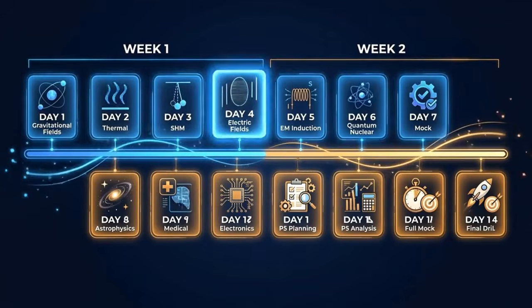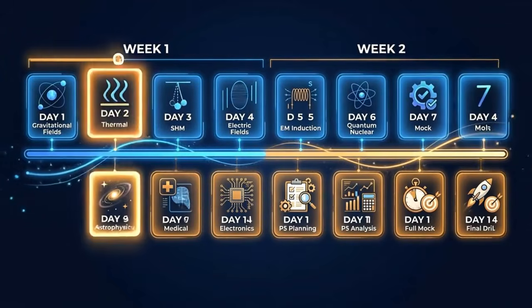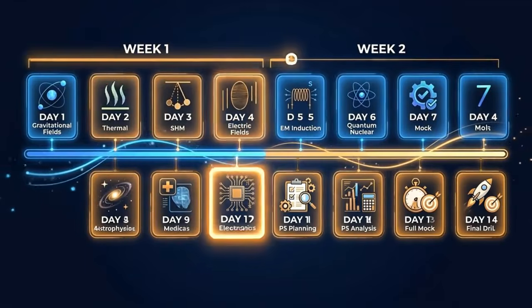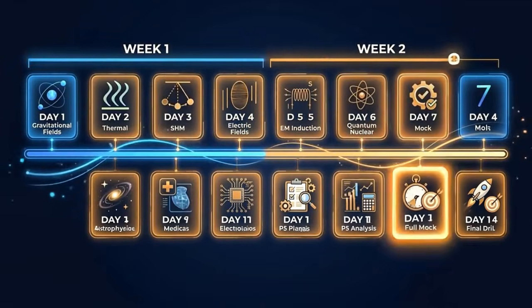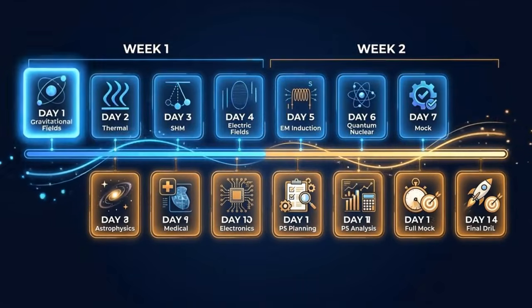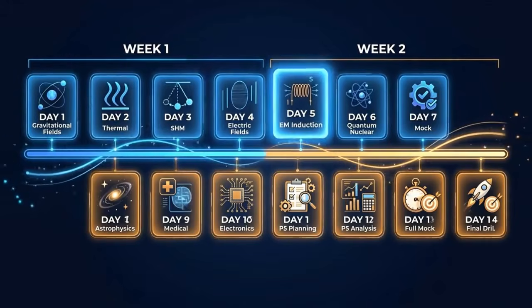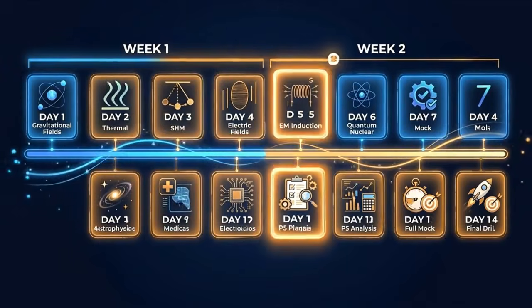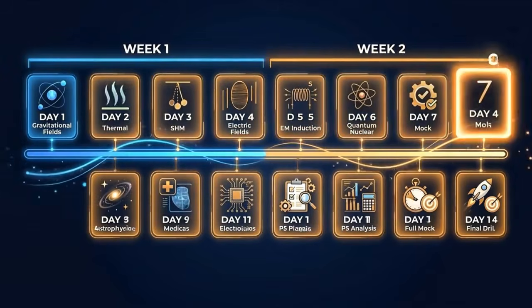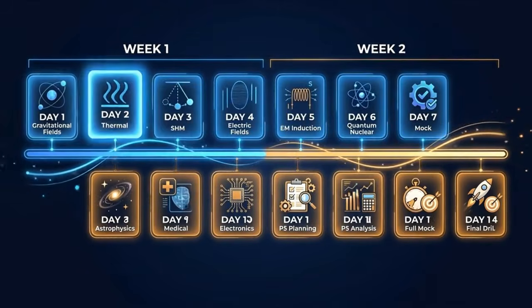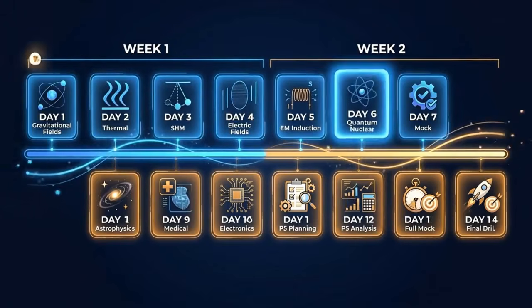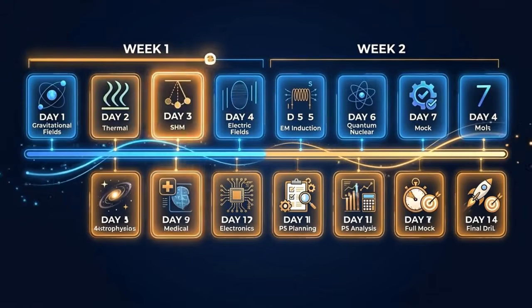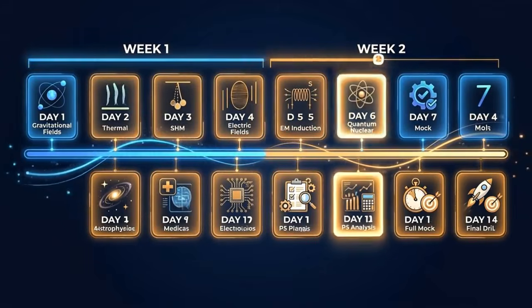Week 2 shifts to optional topics and Paper 5. Days 8 through 10 cover astrophysics, medical physics, and electronics and communication. Days 11 and 12 are entirely Paper 5. Learn the planning template on Day 11, master analysis and graph work on Day 12. Day 13 is a full-timed mock of both papers. Day 14 is your final drill. Fix what went wrong, review your formulas, and sleep early.